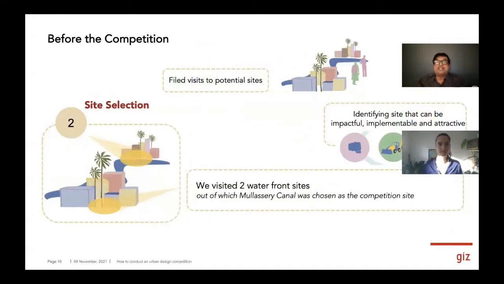For site selections, it is important to conduct field visits to gain quality information of the site, especially spatial. It also helps to finalize a site that creates greater impact, attraction, and can lead to implementable projects. Attraction is specifically to challenge creative minds, architects, etc., who would like to participate in the competition. In Kochi, we visited 2 waterfront sites out of which we selected Mullasheri Canal as the competition site.